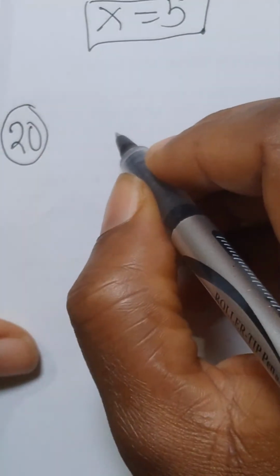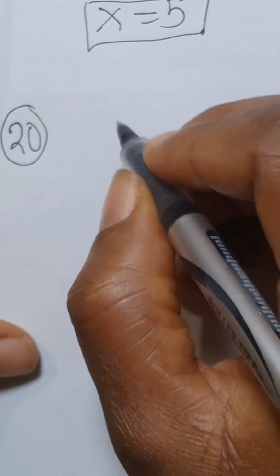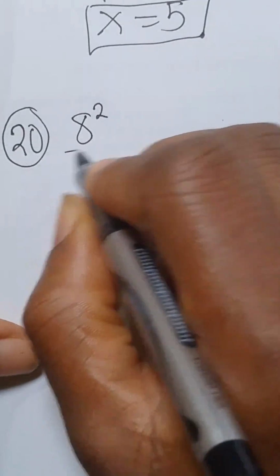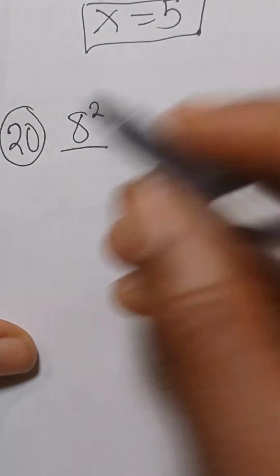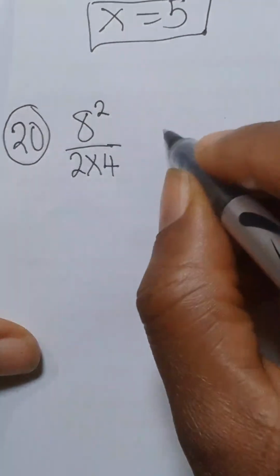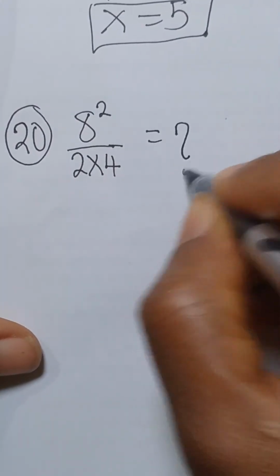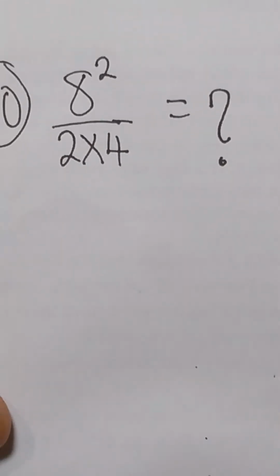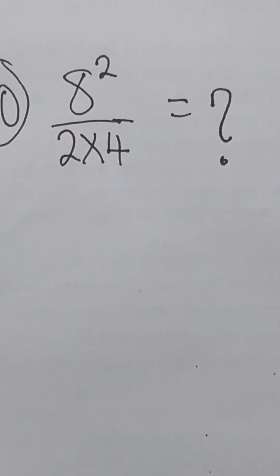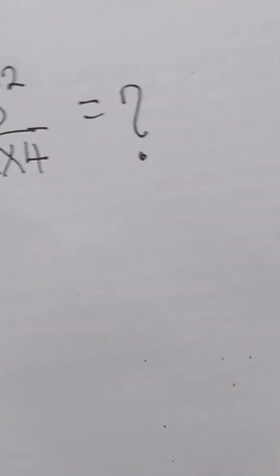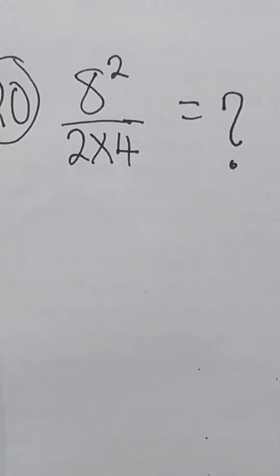So solve 8 square divided by 2 times 4. So this is equal to what? Let me zoom it more so that I see it. X square all over 2 times 4 is equal to what? I wanted us to end on a good note with a simple question. So quickly solve this, then that will be the end of the class for today.